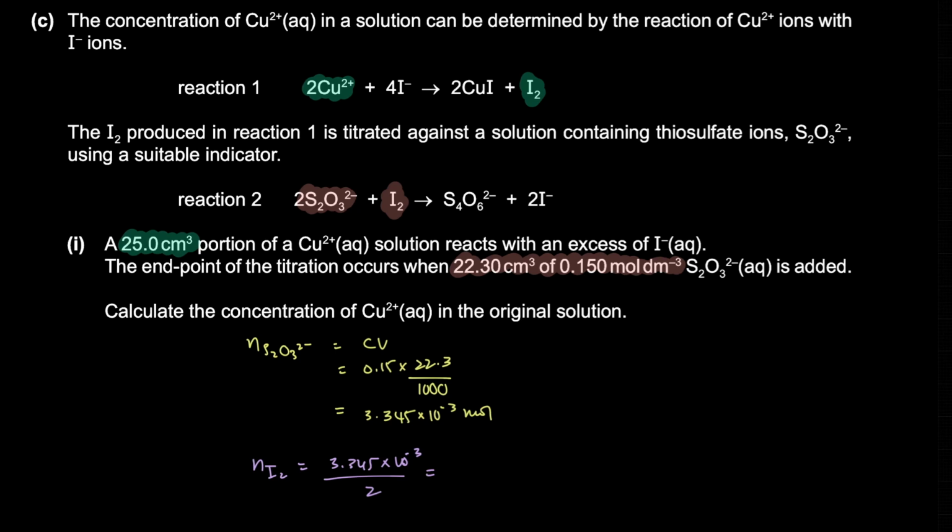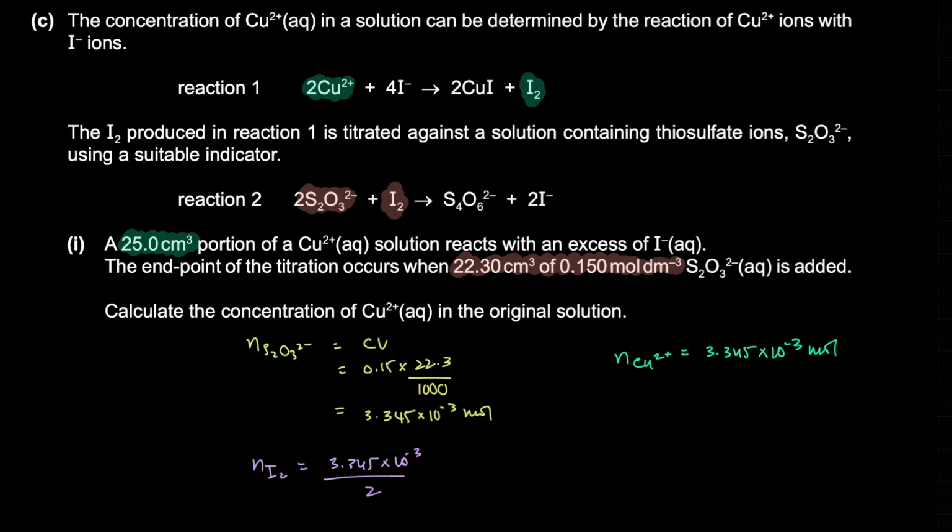Once we have this, we can say that the number of moles of Cu²⁺ in the initial solution is equal to 2 times the number of moles of iodine, because for every 2 moles of Cu²⁺, 1 mole of iodine is produced. If we multiply this value by 2, we get back the number of moles of thiosulfate. Essentially, for every mole of Cu²⁺ that reacts, we need 1 mole of thiosulfate. So the number of moles of Cu²⁺ is the number of moles of iodine times 2, which will be 3.345 times 10 to the power of negative 3 moles.